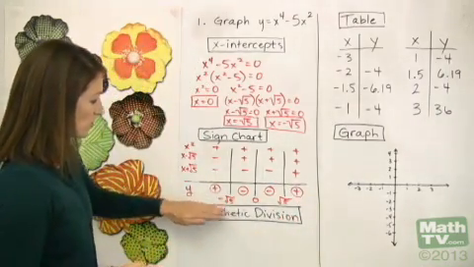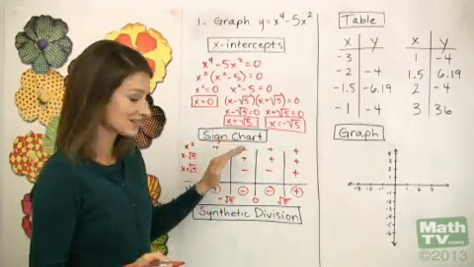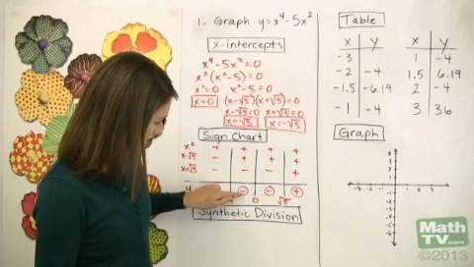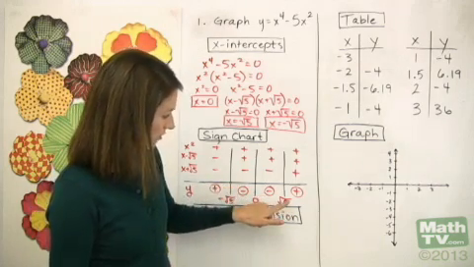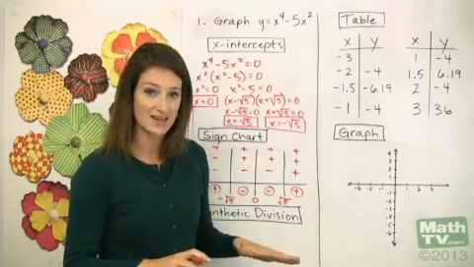So we know that our graph, when x is less than negative the square root of 5, is going to be above the x-axis. When it's between negative square root of 5 and all the way crossing over 0, all the way to the positive value of the square root of 5, it's going to be below the x-axis.